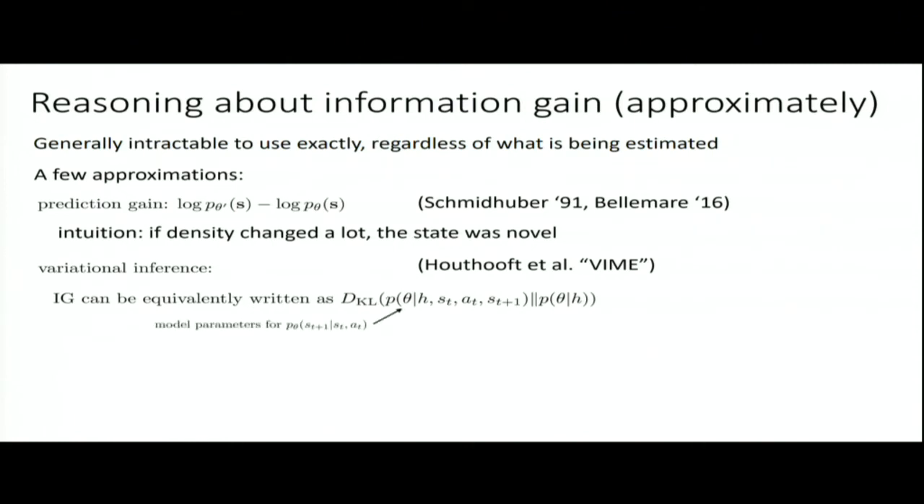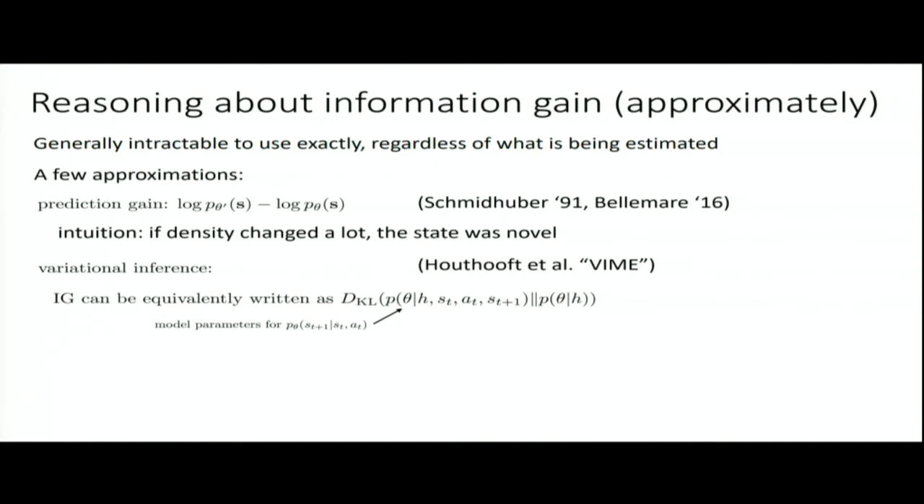So the KL divergence is between two distributions over theta. Theta is the parameter, in this case, of a model of transition dynamics. So it's a parameter of a model for P of S prime given S comma A. So theta is the model parameters for a model that you're learning, and you have a distribution over model parameters. So this is not just training a neural net to predict S prime given S comma A. This is training a distribution over the parameters of neural nets.